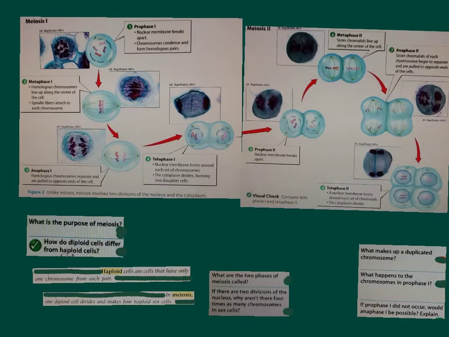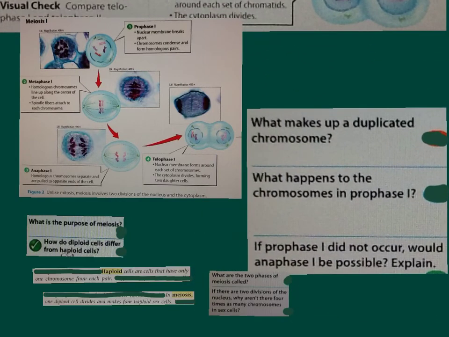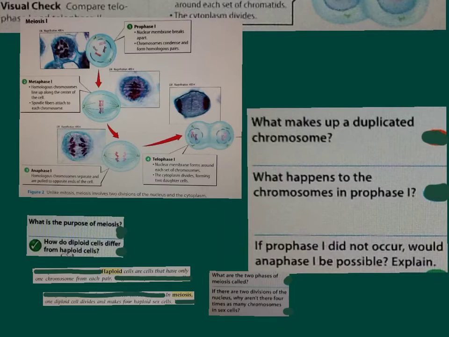Okay, so next we're going to provide you with your questions. I want you to pick one of these 3 questions to write down and answer in your science journal, making sure that you are answering as we go along, and it's only one question, okay? So you can choose from: what makes up duplicated chromosomes, or the second one, what happens to the chromosomes in prophase 1, or the third one, this one right here: if prophase 1 did not occur, would anaphase 1 be possible? And you need to explain. So one of those 3, please write it in your science journal.